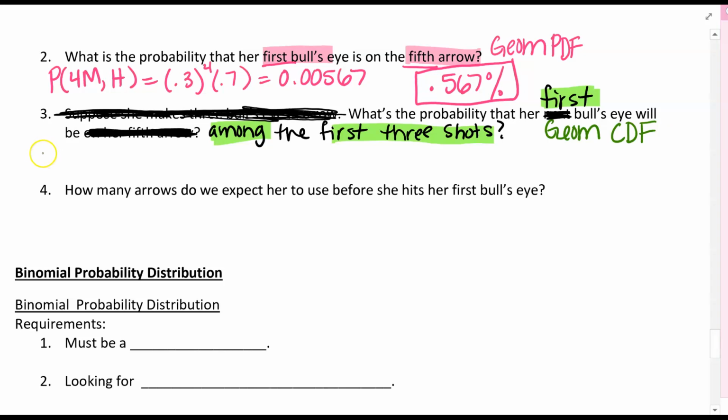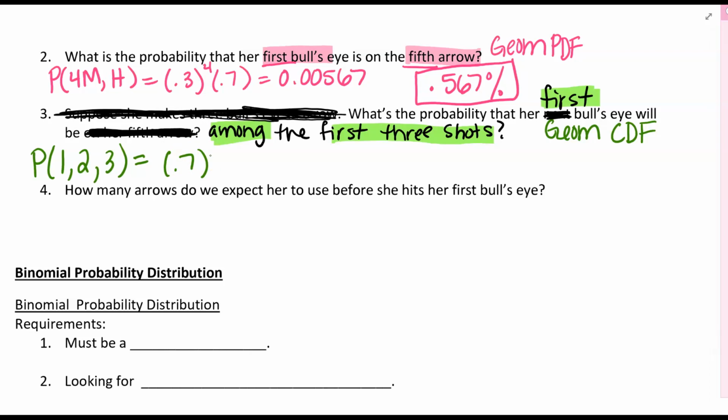So this means the probability of making it on the first shot, or the second shot, or on the third shot. So if she makes it on the first shot, what's the probability of making it? 0.7. She's not going to miss any, so then you just stop there. It's 0.7. She made it.